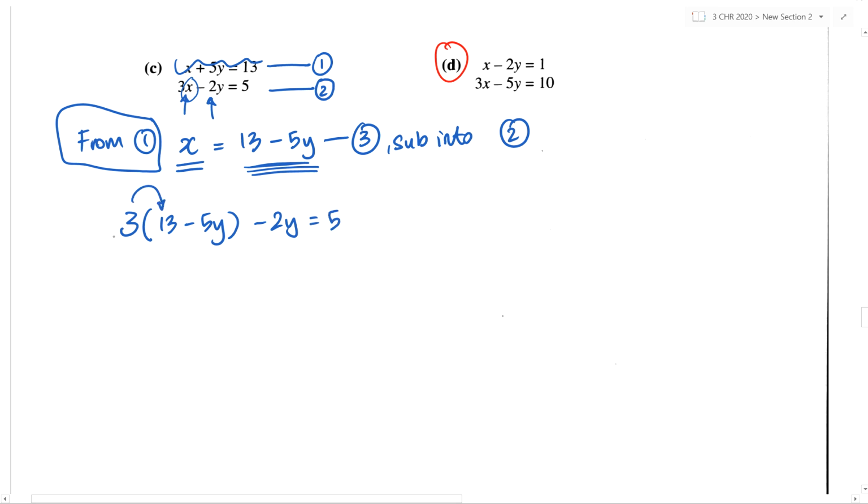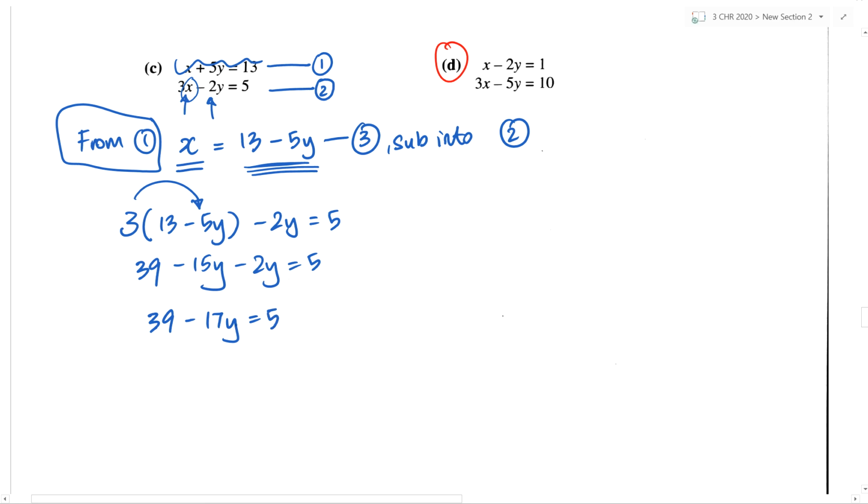Expand. Since this is a positive 3, there is no need to change the sign. We get 39. 3 times negative 5y. Do not change the sign because 3 is positive. Minus 15y. Minus 2y equals to 5. We have a total of 39 minus 17y, and this is 5.